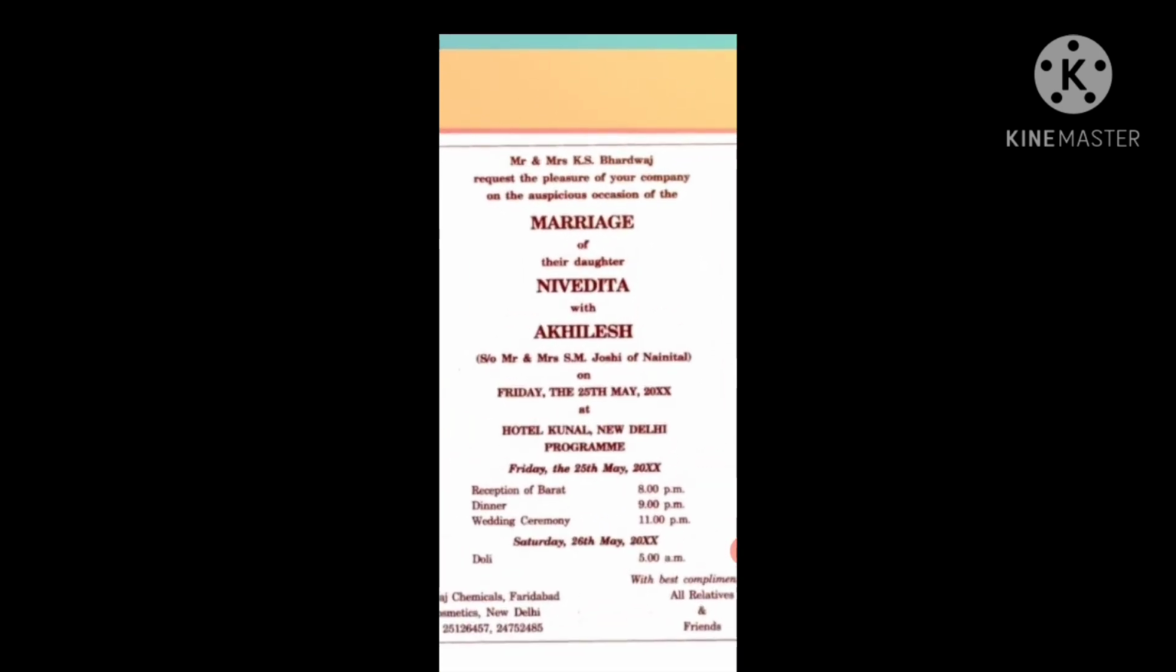So fine, it is the way of writing a formal invitation. First of all we have to mention the name of the host, then the request line, then the function name. In every function you have to mention this. Suppose a ring ceremony is there, then Mr. and Mrs. K.S. Bharadwaj request the pleasure of your company on the auspicious occasion of the ring ceremony of their daughter Nivedita, date, time, venue.